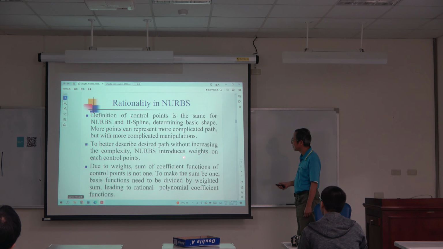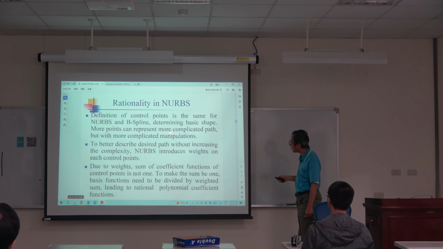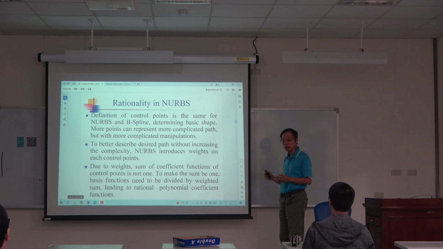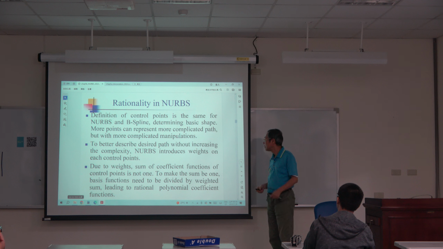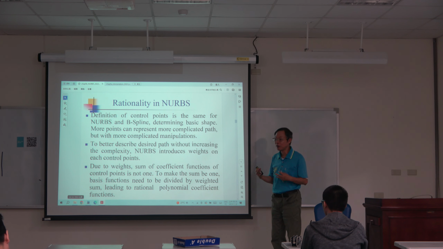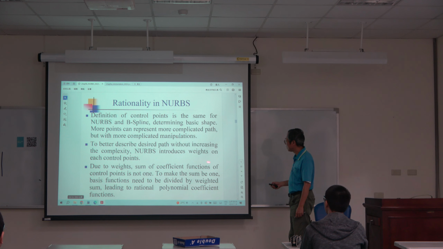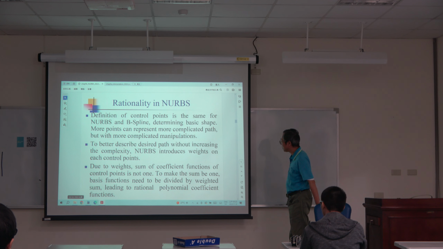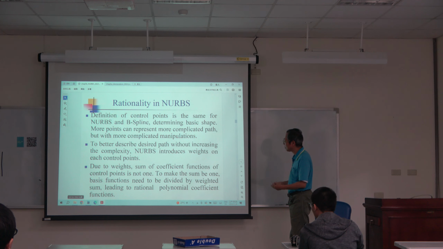But here, NURBS. More control points can represent more complicated cases. But if you have more control points, the computation will be much more complicated, right? So NURBS introduce weights that will simplify the overall analysis and computation. But at the same time, you can represent much more different curves. So introducing weights is a good idea to make the representation of a curve simpler.